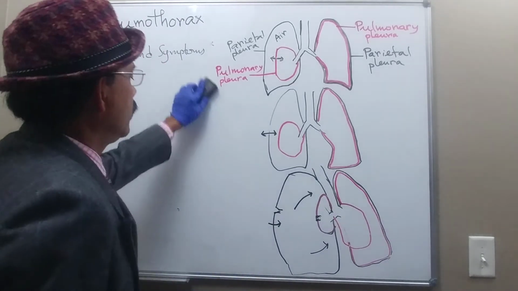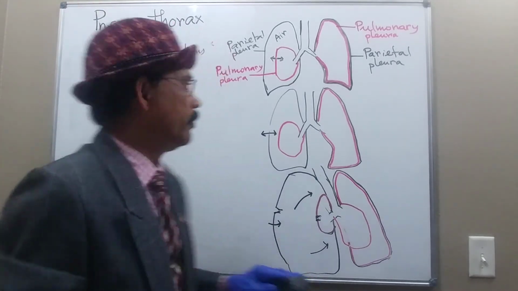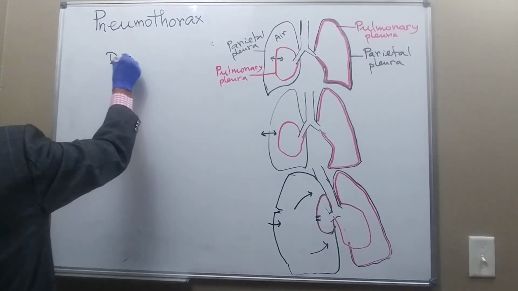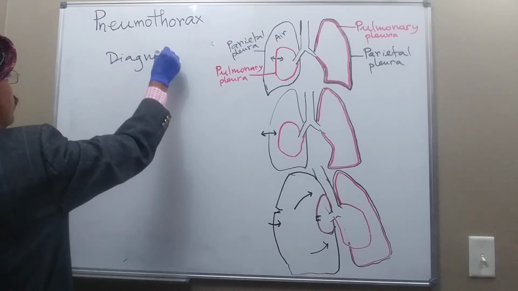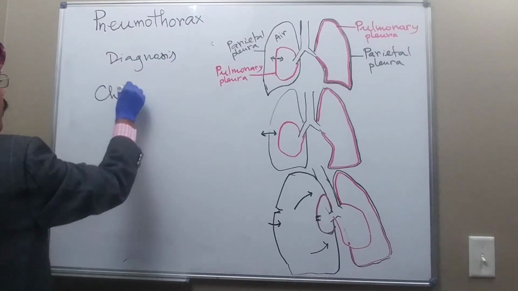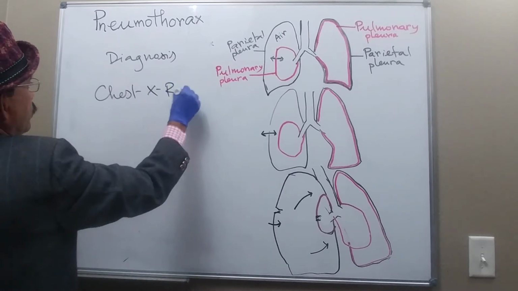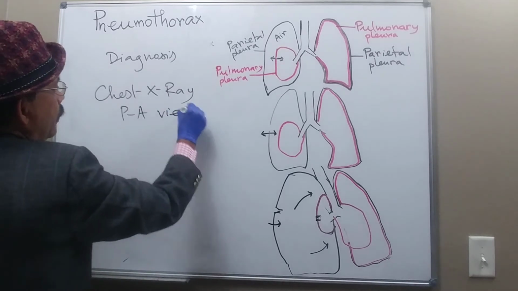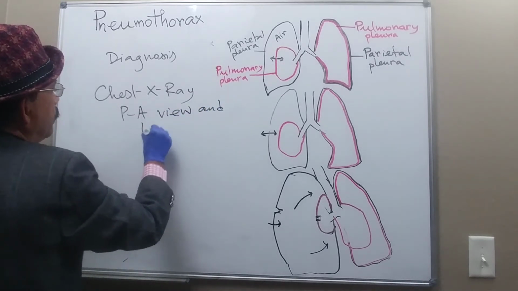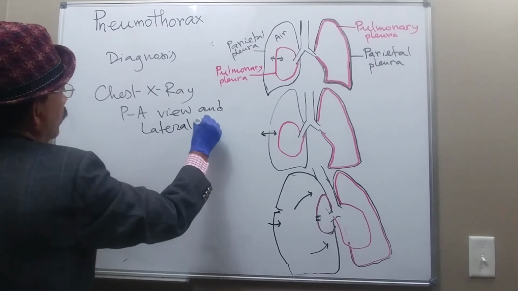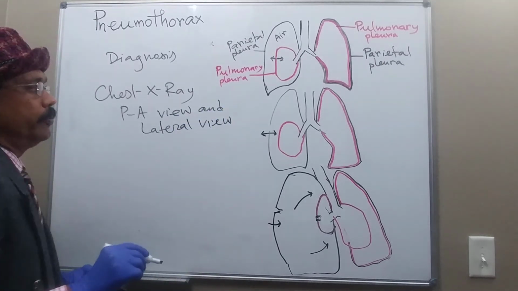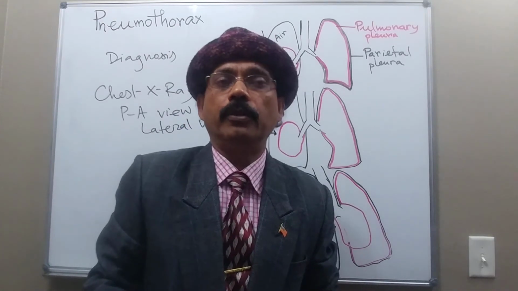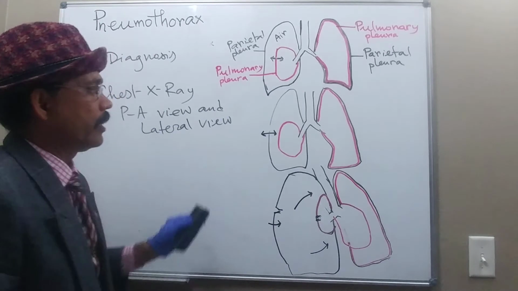Now, what are the diagnostic tests? How can we diagnose? Diagnosis is by chest X-ray, PA view and left lateral view. We may do a CT scan if it is required, but usually the chest X-ray can catch it.